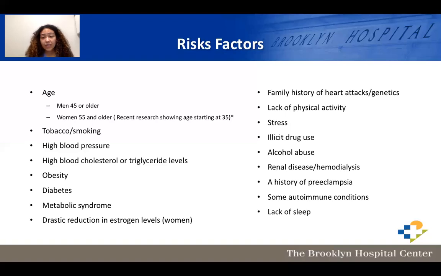And a history of preeclampsia. If you have had high blood pressure during pregnancy, it increases the lifetime risk of heart disease. Autoimmune conditions such as lupus or rheumatoid arthritis, those are just two that they're noticing, the research is showing that it increases your risk. And lack of sleep. I don't think we give sleep enough credit. If you have lack of sleep, your body is more likely to end up having a higher risk of having a heart attack.